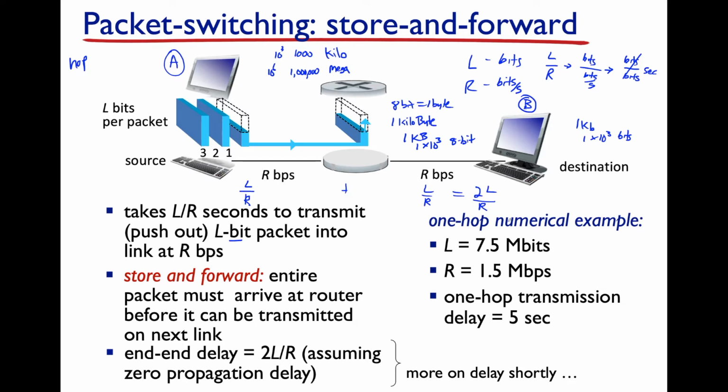And so if we were to plug in some numbers, we have L is 7.5 megabits, so that's 7.5 times 10 to the 6 bits, and R is 1.5 megabits per second, so that's 1.5 times 10 to the 6 bits per second. So we divide L over R, and that delay is 7.5 over 1.5, which is 5, and the unit is seconds. So the one hop delay for a single link is L bits over R, and for L is 7.5 megabits and R is 1.5 megabits per second, we get a total of 5-second transmission delay for a single hop. And so if we wanted the end-to-end delay, that would be 5 seconds for the first link, and another 5 seconds for the second link.